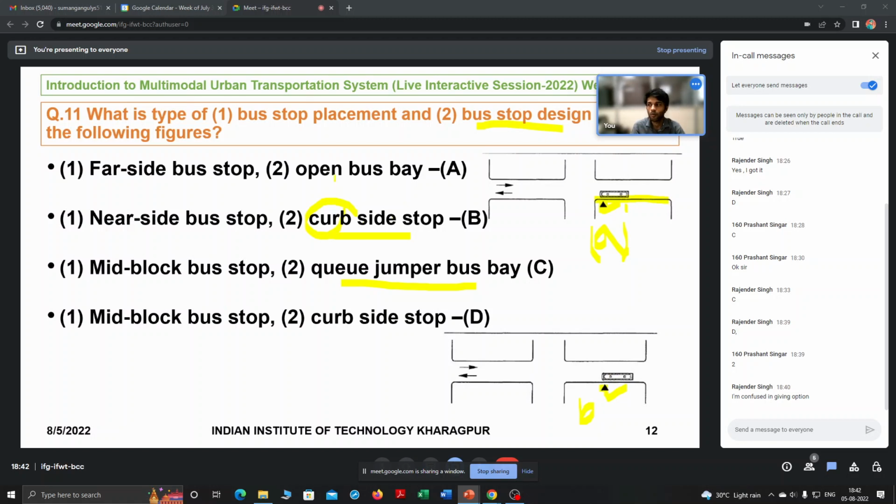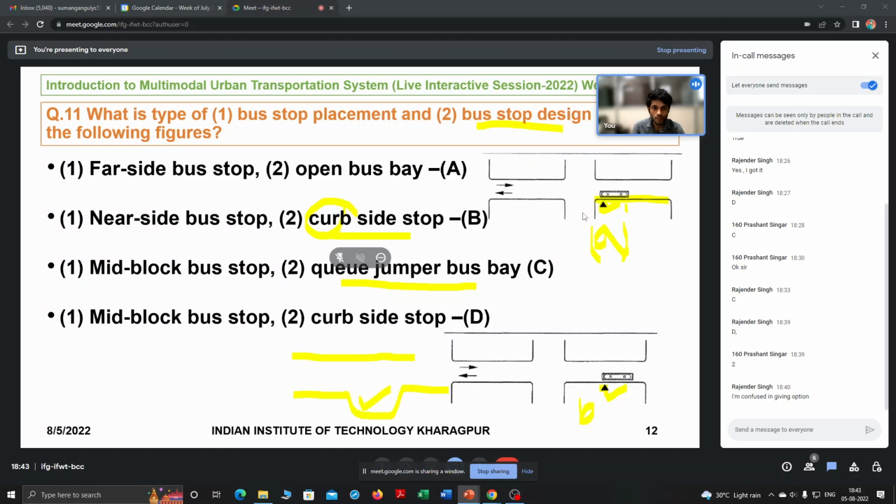And then what is open bus bay, you could say? So the bus bay is like that. So if you have this and this, suppose road, right? So if you have a near side bus stop and the bus stop is like that, right? So this is called the bus bay, right? Are you getting the bus bay? So there are additional places for the buses so that the other vehicles do not get disturbed by the bus, right?